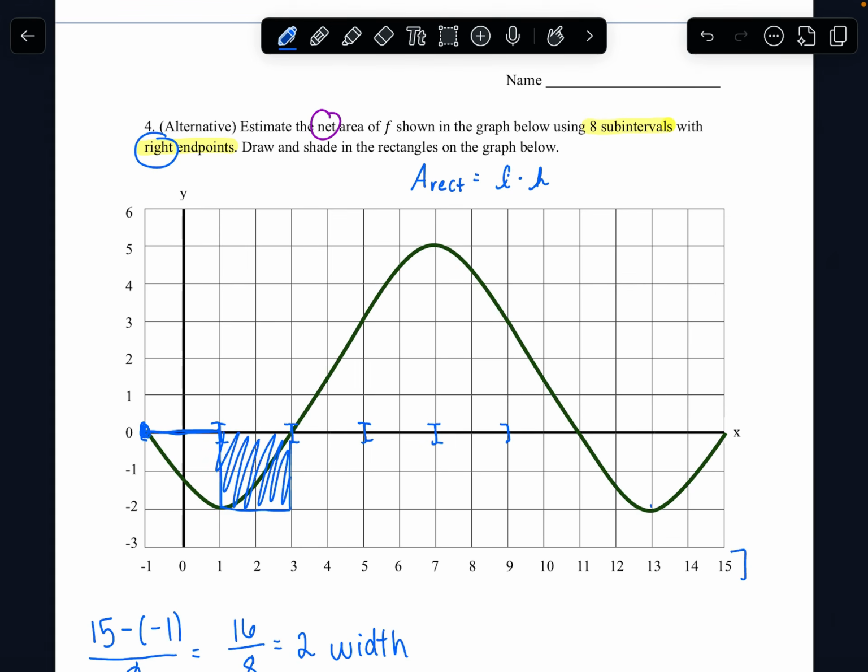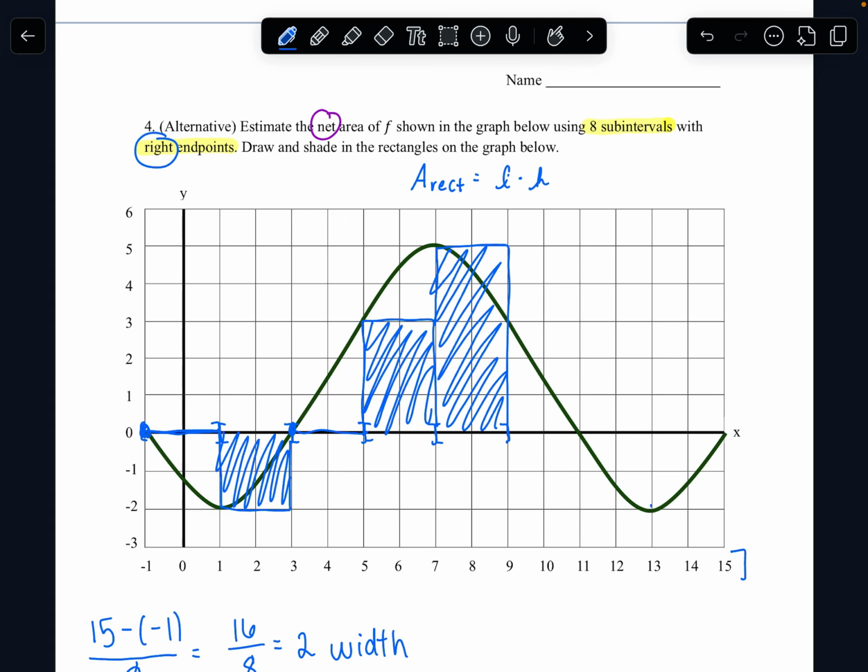Between 3 and 5, I look at 3, which has a height of 0. Between 5 and 7, I look at 5. Between 7 and 9, 7 is the leftmost. Okay, between 9 and 11, I look at 9, which is right here. Between 11 and 13, 11, but 11 is at 0, so that rectangle has no height. And then between 13 and 15, I look at 13. And then I would find the area of each individual rectangle from that.